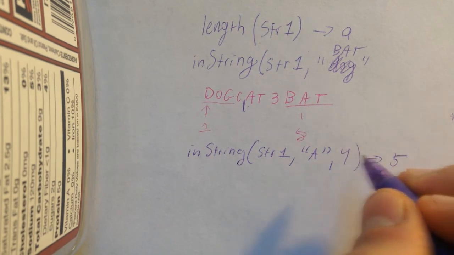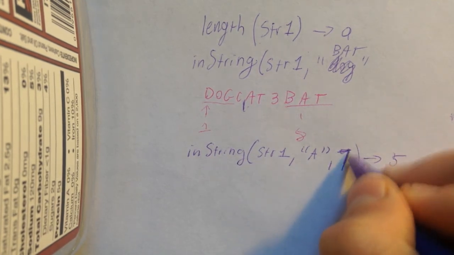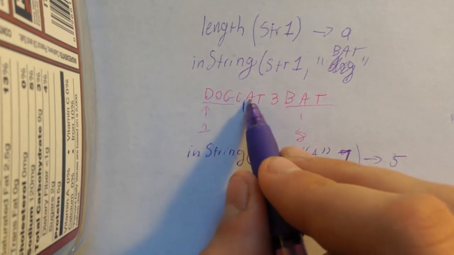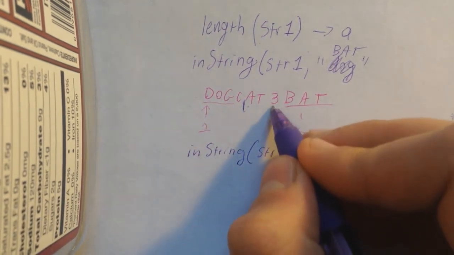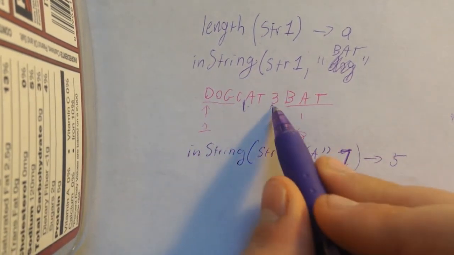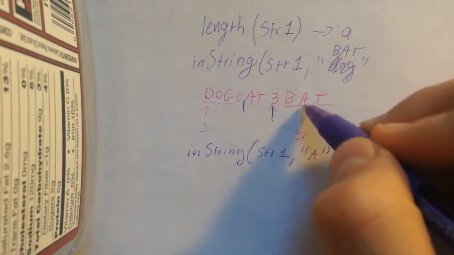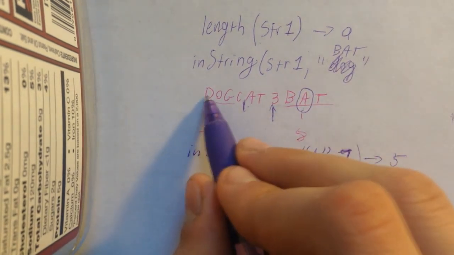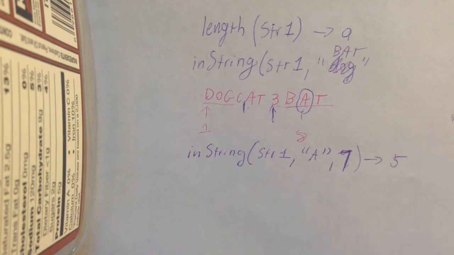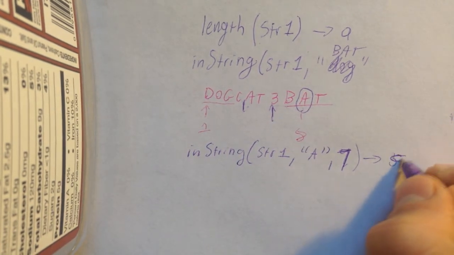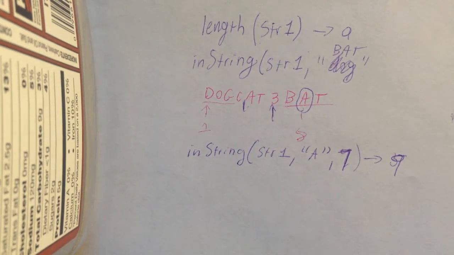If I change this 4 to a 7, it'll start in the 7th place in the string. So it'll start at this 3 and it'll count. Is there any A? Oh, yep, I found an A right here, and it's in the 1, 2, 3, 4, 5, 6, 7, 8, 9th spot. So that will return a value of 9.